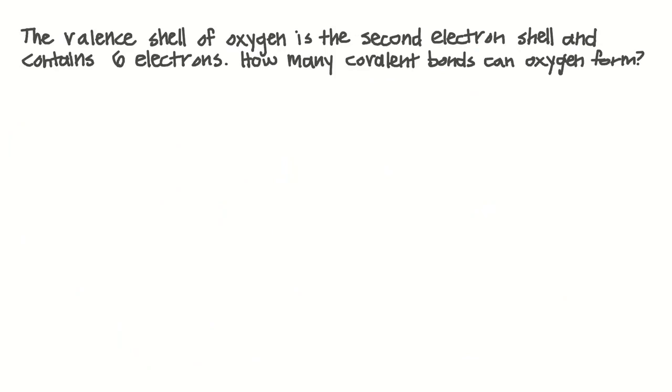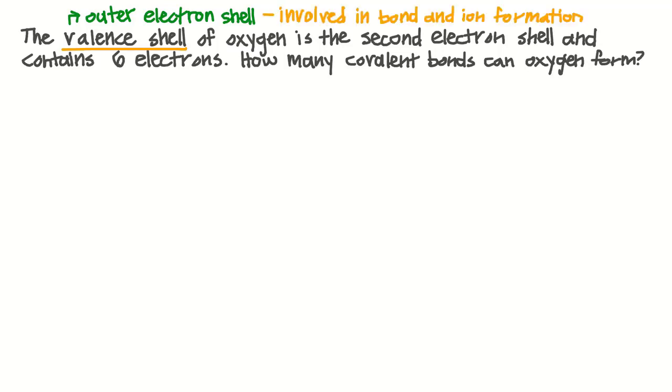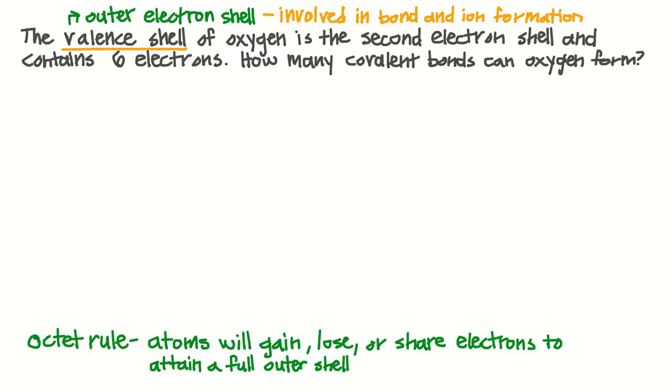The valence shell of oxygen is the second electron shell and contains 6 electrons. How many covalent bonds can oxygen form? The valence shell is the outermost electron shell. The electrons in the valence shell are the electrons that are involved in the formation of bonds and ions. This is because atoms will typically gain, lose, or share electrons and bonds so that they have a full outer shell, which is typically 8 valence electrons.